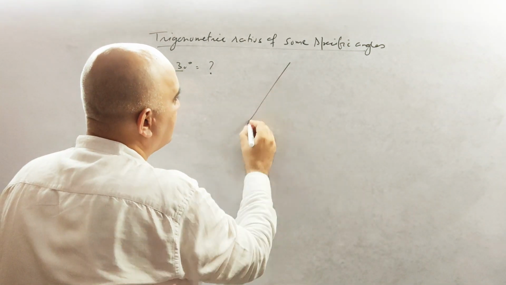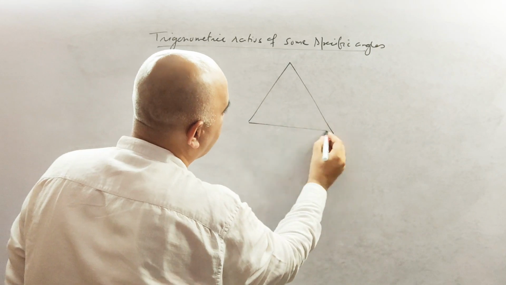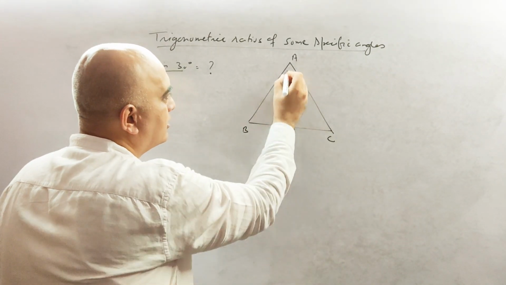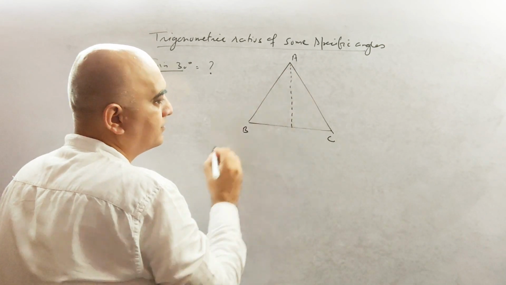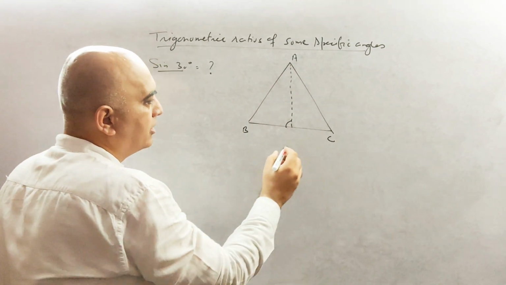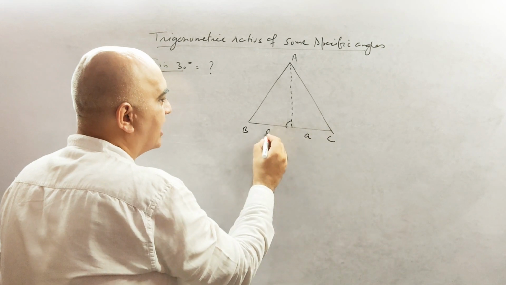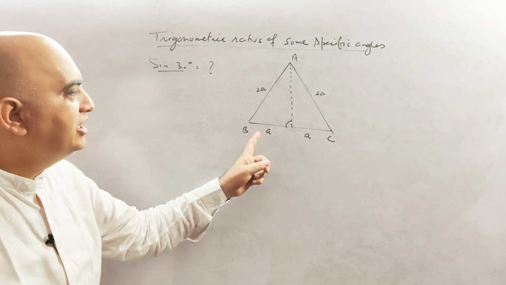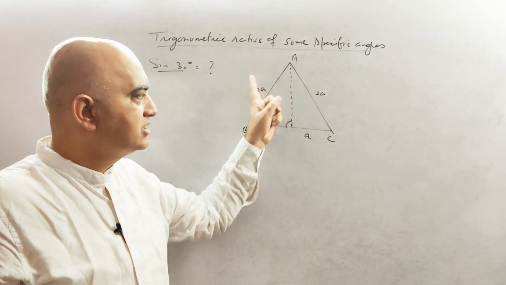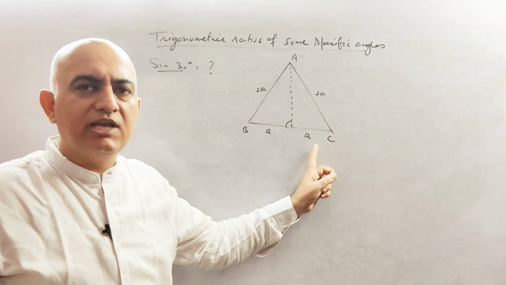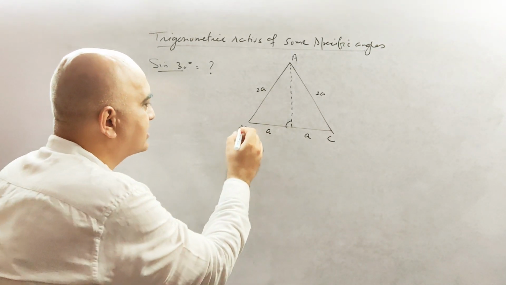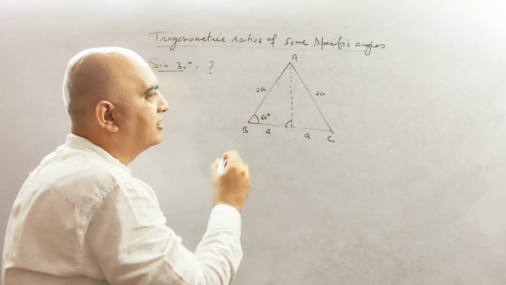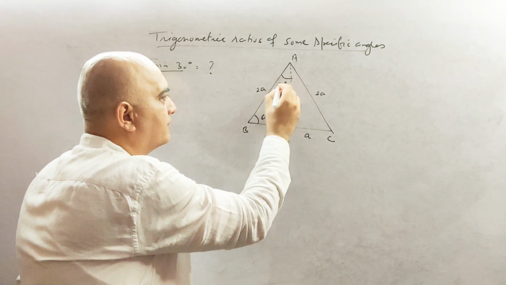Suppose we have a triangle. This is an equilateral triangle, right? ABC is an equilateral triangle, and draw a perpendicular from here, and this is of angle 90 degree, and we are treating each side as 2a. We are taking each side of this triangle as 2a because it is an equilateral triangle, so all the sides of the triangle are equal. And obviously this angle is 60 degree in an equilateral triangle, and this would be 30 degree, right?